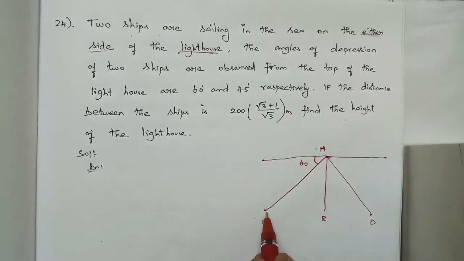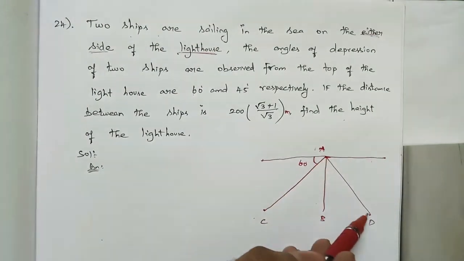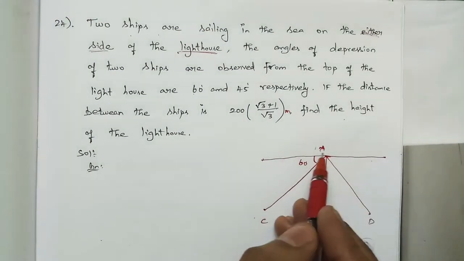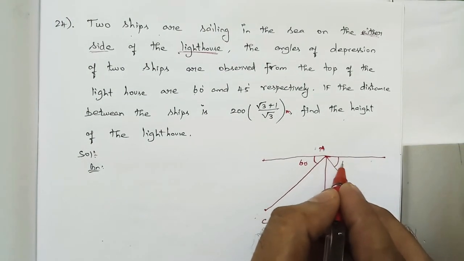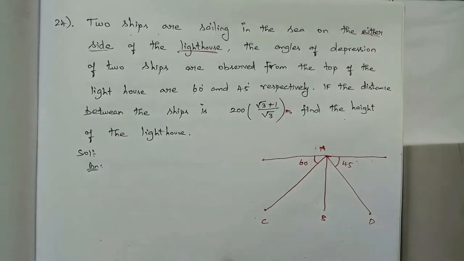This is the line of sight. And this is the horizontal line, and this is also a line of sight, right? From here they are seeing the ship. This is the line of sight, horizontal line. What is the angle? 45 degrees, right? Now we want to bring that right angle triangle. How are we going to bring it?